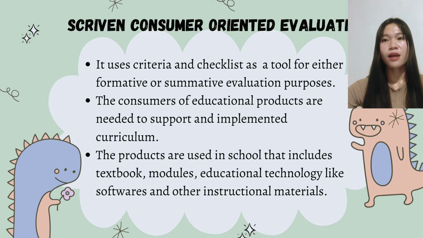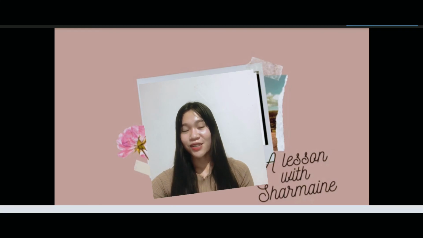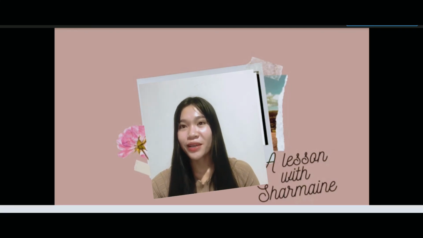Now, the consumers of educational products are needed to support and implement this curriculum. The products used in school include textbooks, modules, educational technology like software, and other instructional materials that until now we are still using. Okay, this kind of model is really familiar to us because all of us are using this educational technology or these products. Okay, so those are the models that we discussed for today.